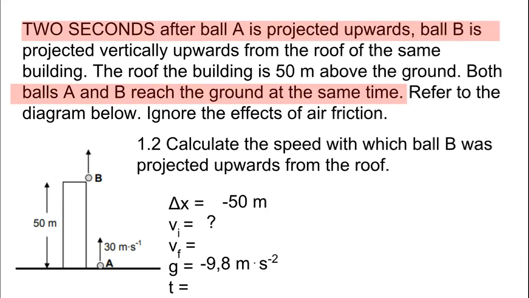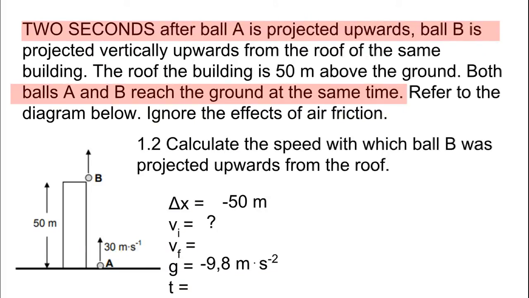Then the second piece of not so obvious information comes from these highlighted pieces of text. 2 seconds after ball A is projected, ball B is projected, and then they land on the ground at the same time. So this means ball A was thrown first and then ball B. So who took the longest to reach the ground? Ball A took the longest, because only 2 seconds later, ball B was projected upwards.